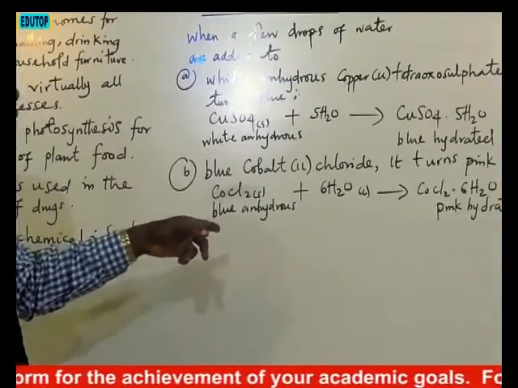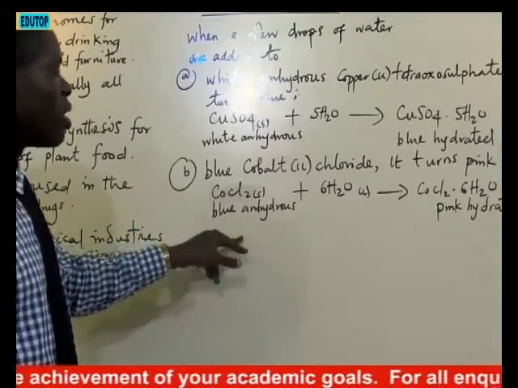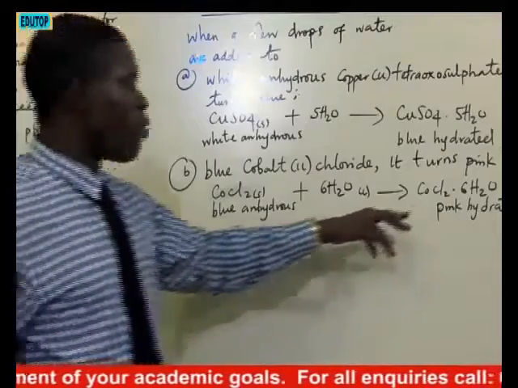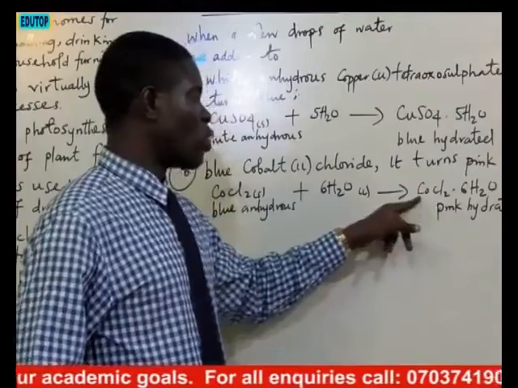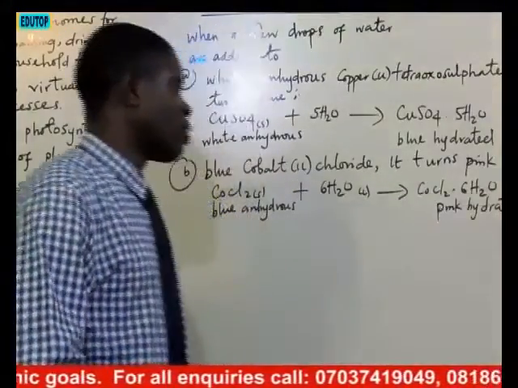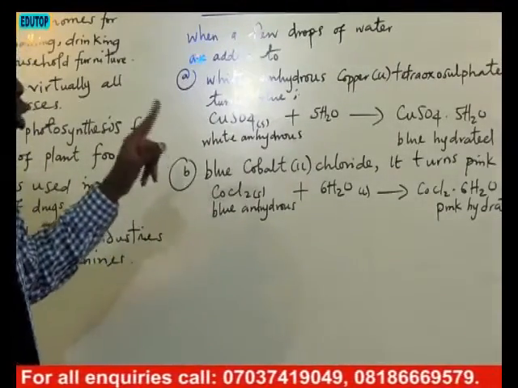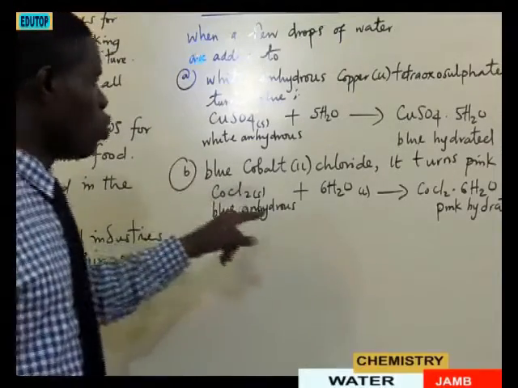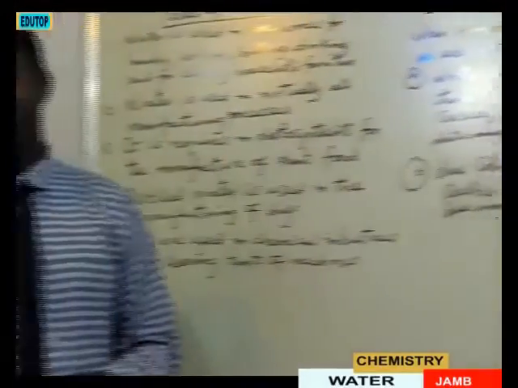When you introduce water into the blue anhydrous cobalt(II) chloride, then with the introduction of 6 molecules of water, you have the formation of what? Pink hydrated, which is cobalt(II) chloride hexahydrate. So that is how to test for water. You can either use anhydrous copper(II) tetraoxosulfate(VI) or cobalt(II) chloride. Then let's see questions designed for this particular topic.